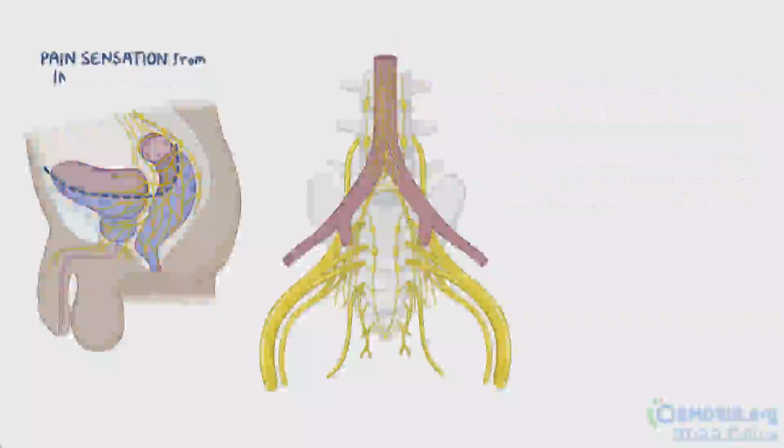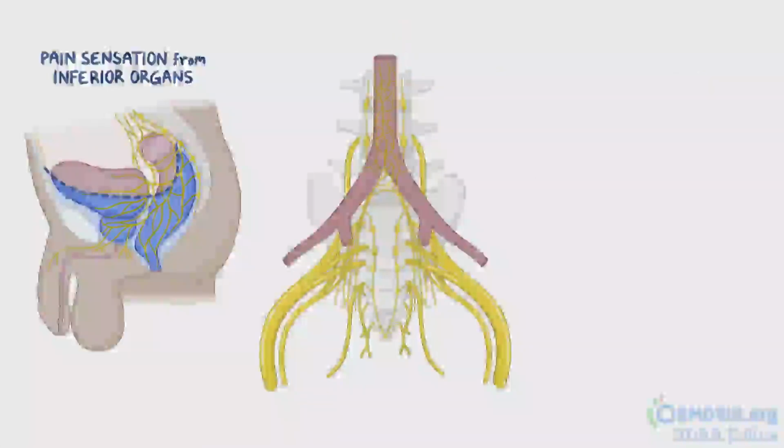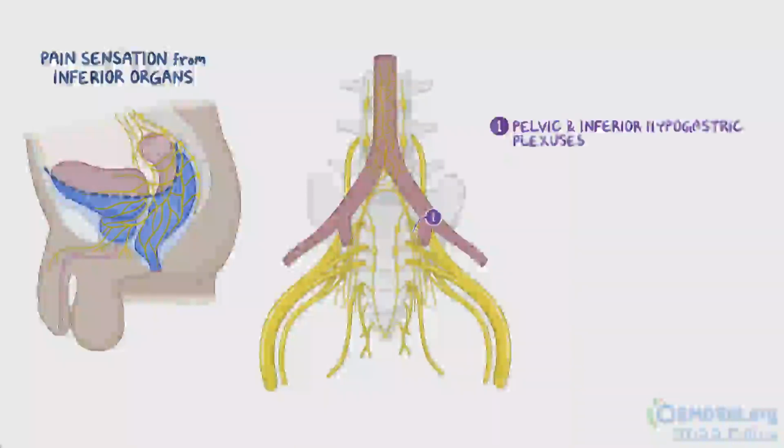Pain sensation that comes from the inferior organs also travels in a retrograde fashion, but this time along parasympathetic nerves. These sensations pass through the pelvic and inferior hypogastric plexuses to reach the cell bodies of the spinal sensory ganglia of S2 through S4.